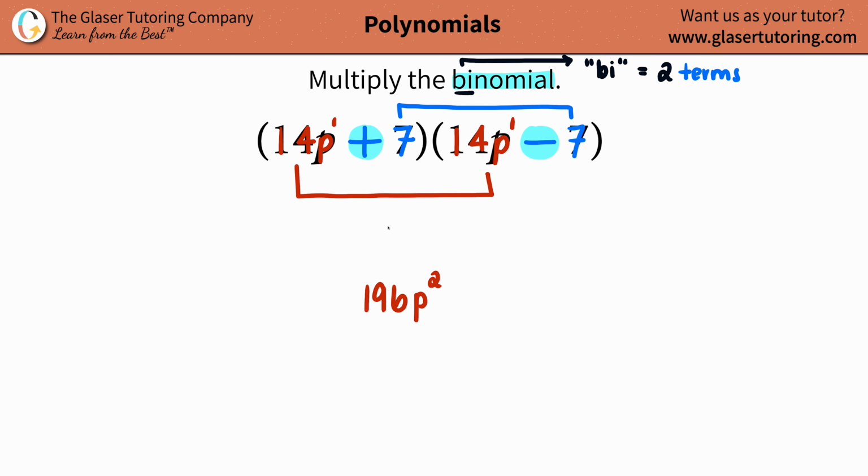Now let's work on the second term. We have a positive 7 times a negative 7. So that's going to be a negative. And then 7 times 7 is 49. And guess what? You're done.